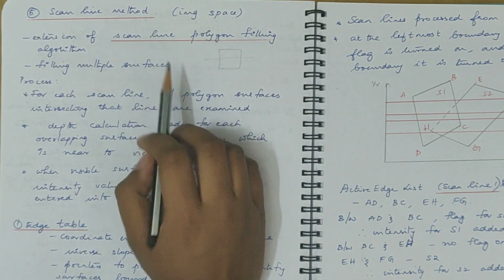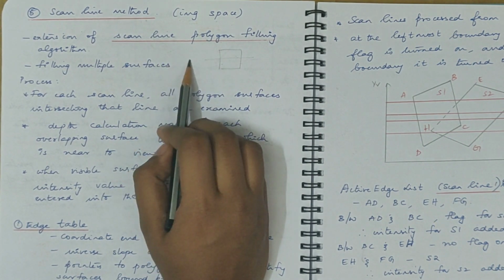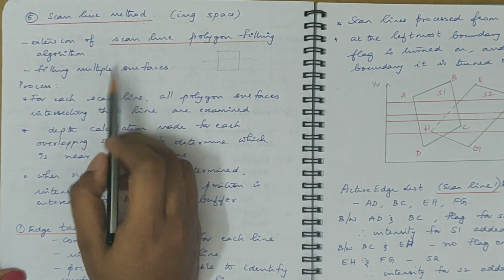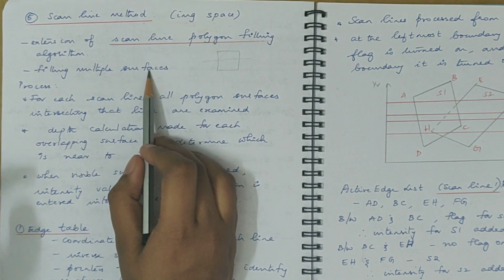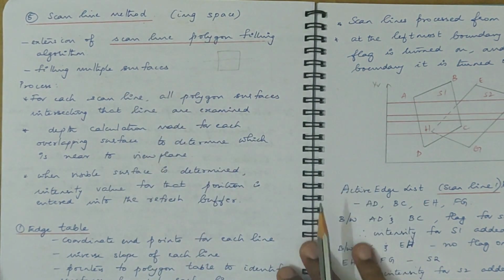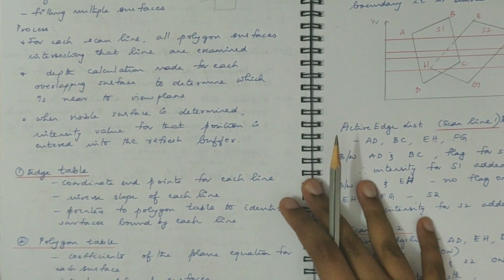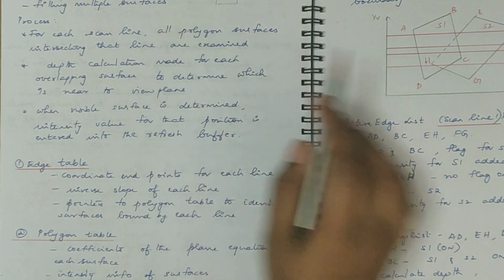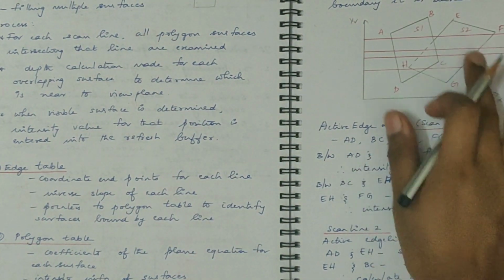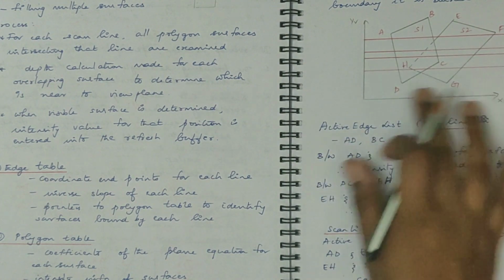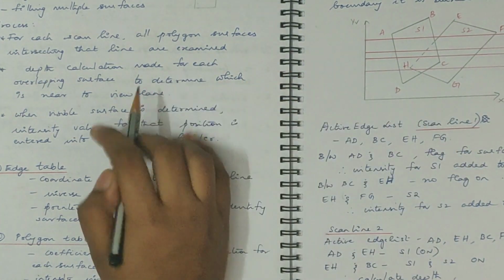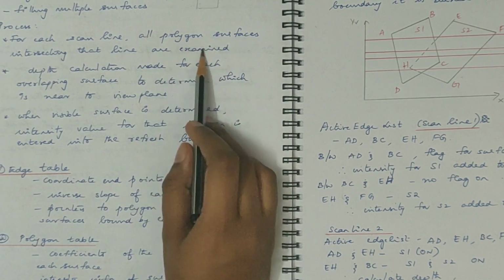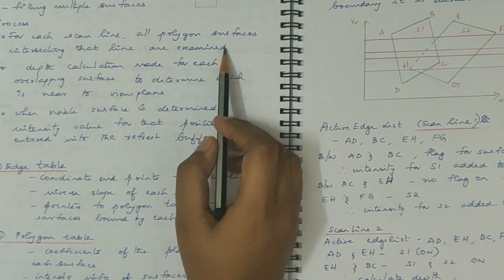This algorithm that we are dealing with is actually an extension of this scanline polygon filling algorithm. The only difference is this deals with multiple surfaces. In the previous case we only had a single polygon. Here we will deal with multiple surfaces in polygons. So the process in this scanline algorithm is, you have scan lines. Look at this image. If there are 2 surfaces, there will be scan lines like this. For each scan line, all polygon surfaces intersecting that line are examined.